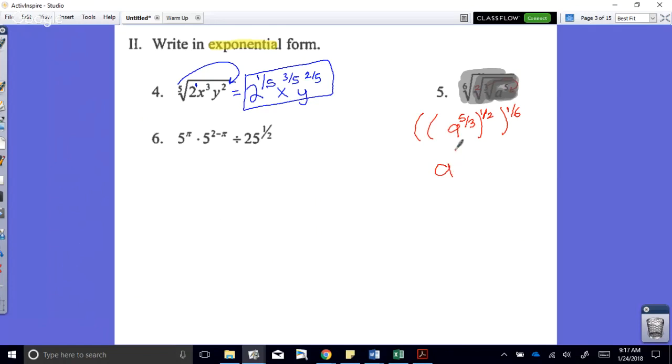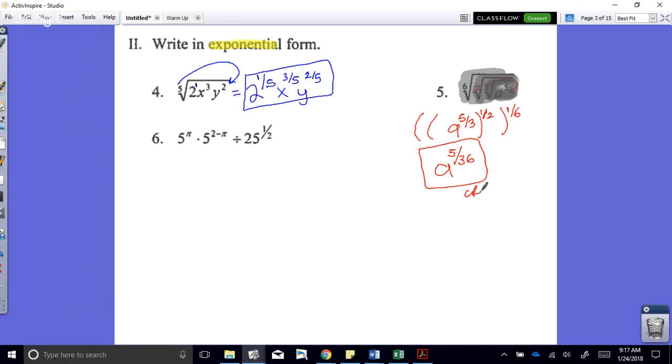So multiplying fractions, we multiply the numerators. So 5 times 1 times 1 is 5. 3 times 2 times 6 is 36. If that fraction reduces, we're going to reduce it. Since it doesn't, we are done.